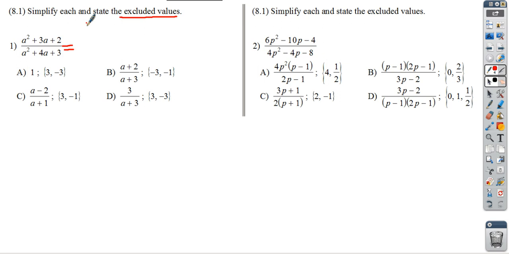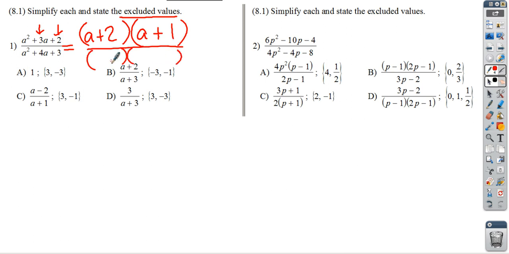So let's start by factoring the top right here, and we want numbers that multiply to this 2 and add to this 3, and that's going to be 2 times 1 and 2 plus 1. So that's how the top factors. The bottom will factor things that multiply to 3 and add to 4 would be 3 and 1. And then as we can see, the excluded values, if a equals negative 3, that fraction will be 0. And if a equals negative 1, that fraction will be 0. So 3 and negative 1 are excluded. And then if these cancel, which they should, you're left with a plus 2 over a plus 3.